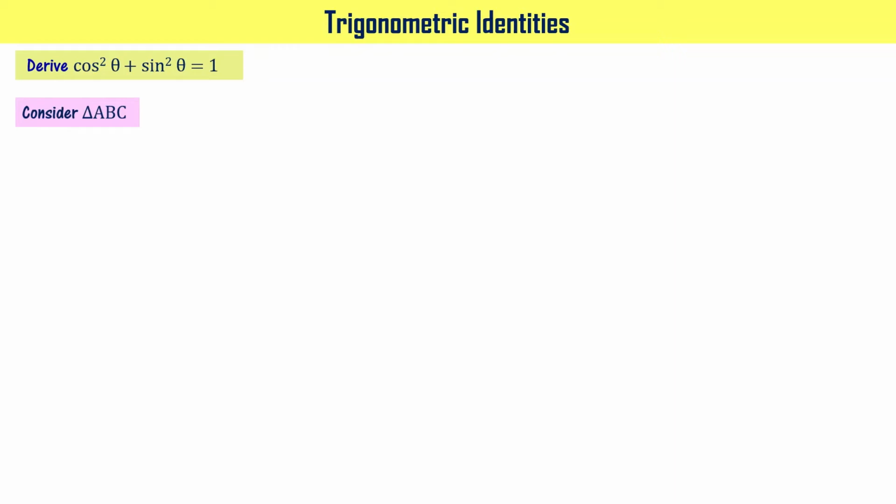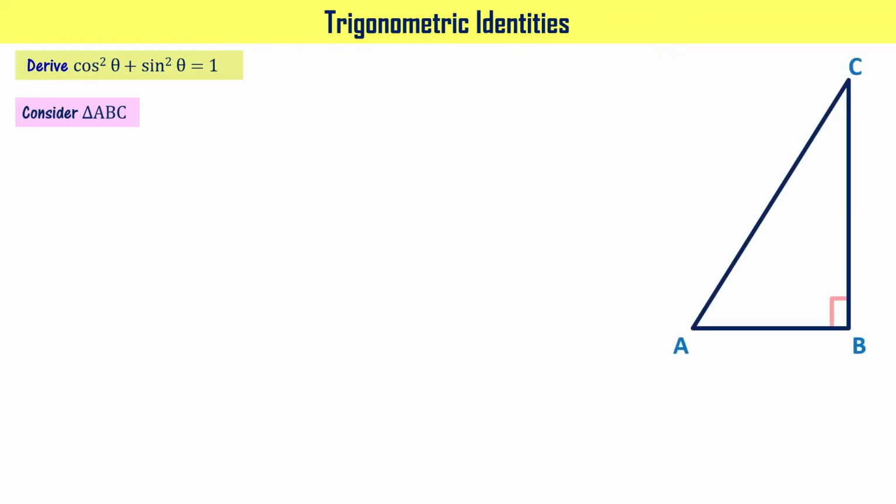Let us consider a triangle ABC as shown in the figure. Here angle B is 90 degrees, right? That's why triangle ABC is a right angle triangle. The side opposite to the 90 degrees angle is called the hypotenuse, right? That's why for this particular triangle AC is the hypotenuse. Now let us consider angle A that is equal to theta, right? The side opposite to theta is BC. Let me write that. BC is the opposite side, and for theta, AB is the adjacent side, right?